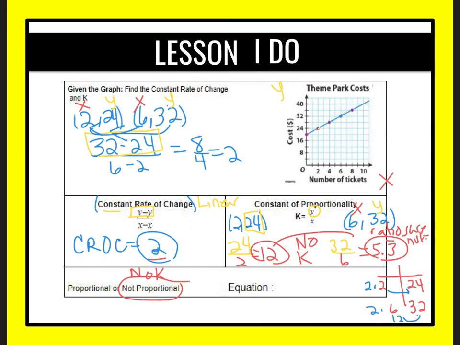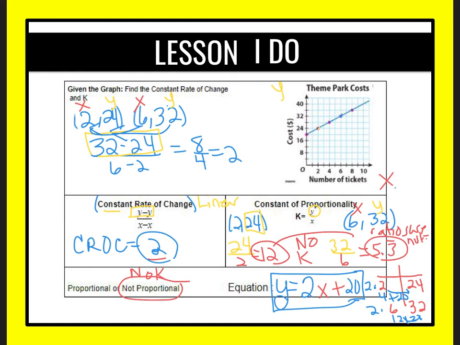What else are they doing to get to 32? I got 4. What did they do to get to 24? Looks like they're adding 20. Let me check. 12 plus 20. Oh, seems like I got my equation. Y equals $2 for every ticket, plus they're adding $20 in order to get the total cost.